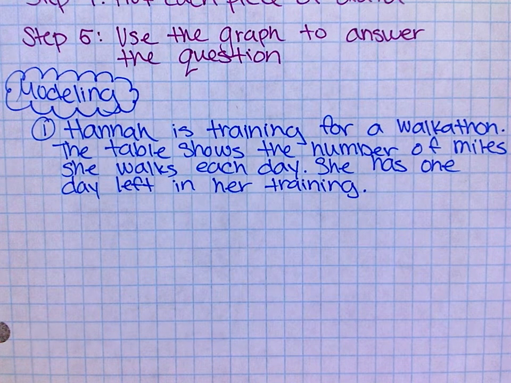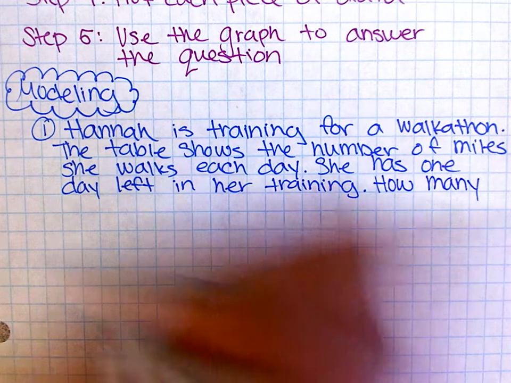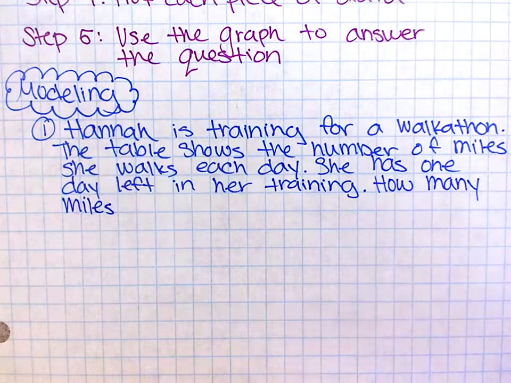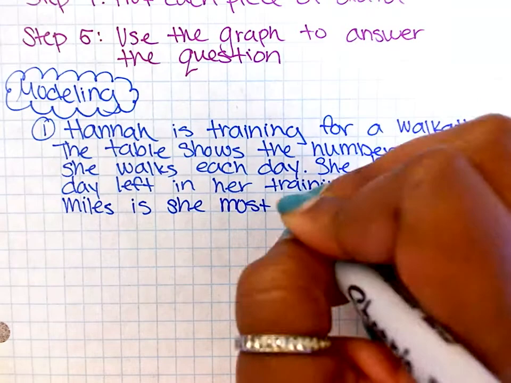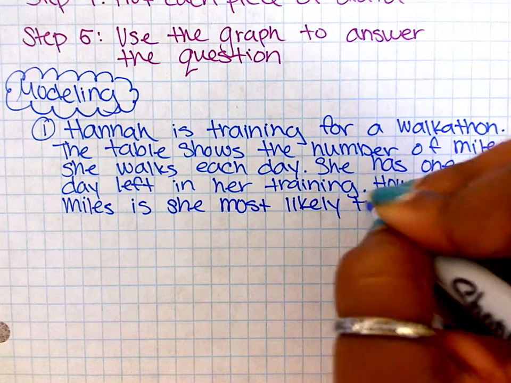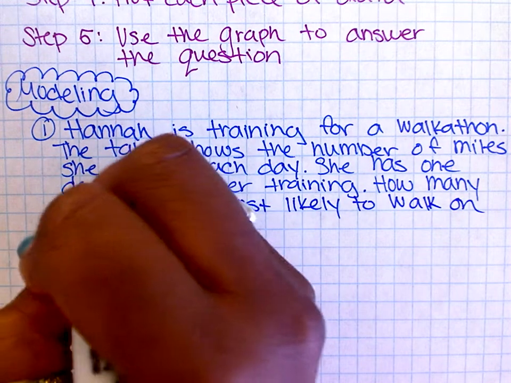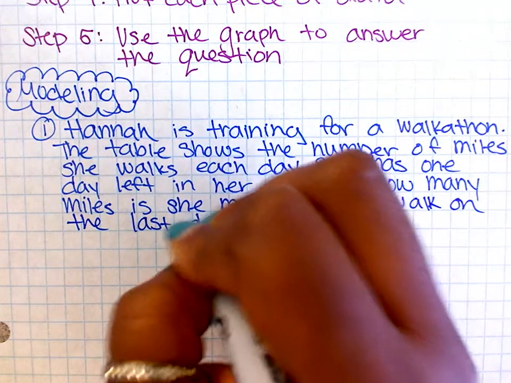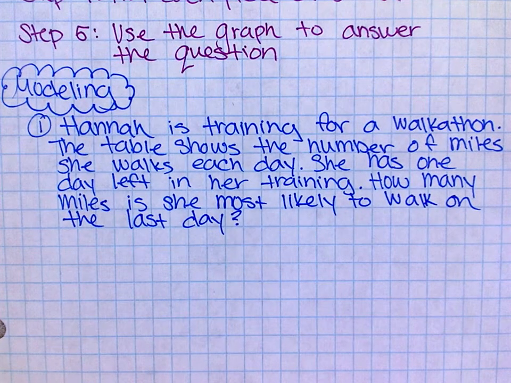Here comes the question that they're going to ask you. How many miles is she most likely to walk on the last day? I know it's long. We won't do too many because we have to write quite a bit. Once you've written that, your ruler is going to get ready.